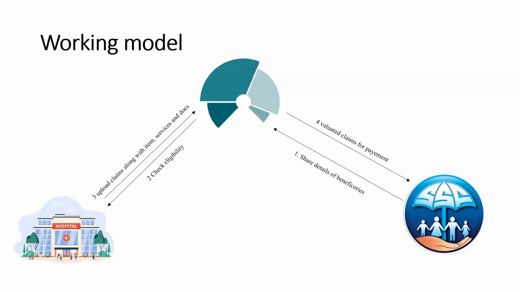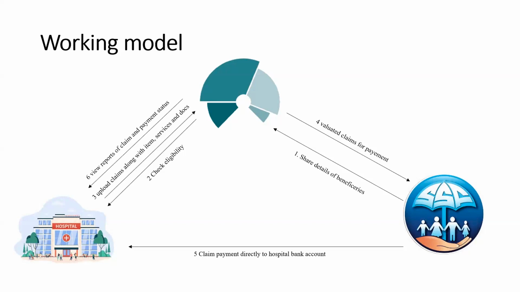Once SOSIS receives the evaluated claims from the review team, it will pay the claimant directly to the bank, and pay the hospital directly to its bank account. In the meantime, the hospital can regularly view the reports of their claim and payment status. Generally, a claim can be in the insert state, the review state, or the evaluated state, and once the claim is evaluated, it can be in the payment initiated state, the paid state, and so on. So this is the general working model of OpenEMIS and the other associated systems in the Social Security Fund.